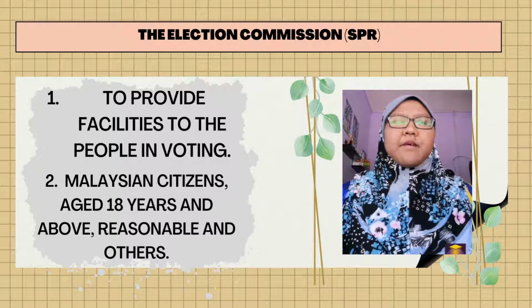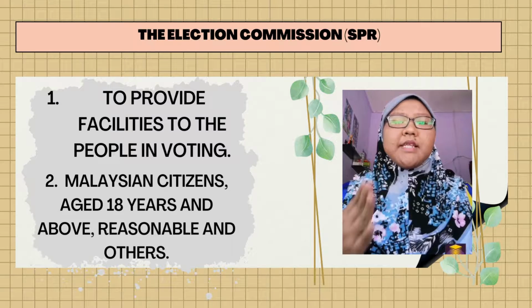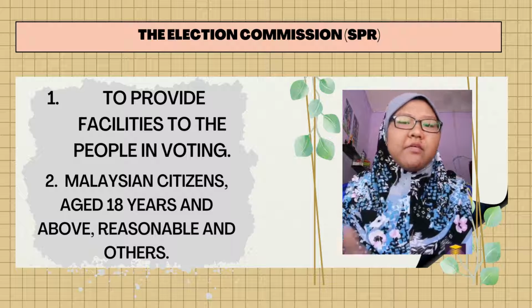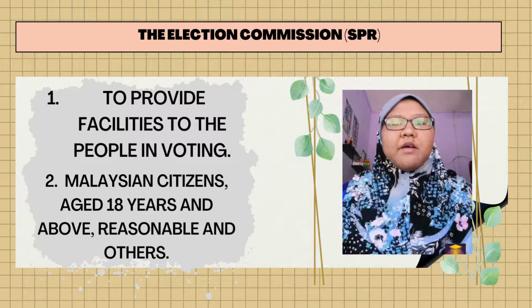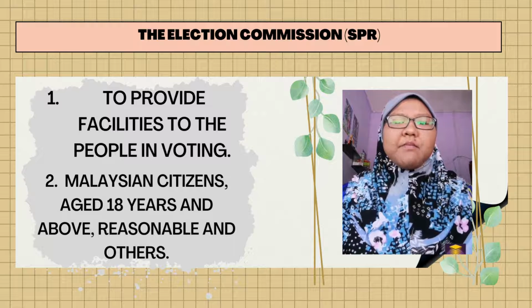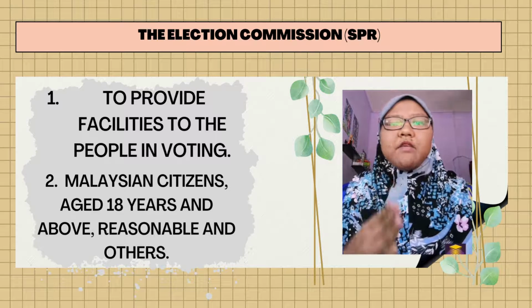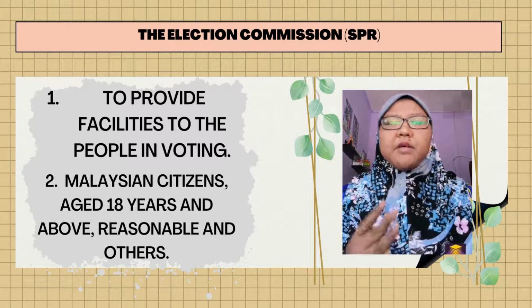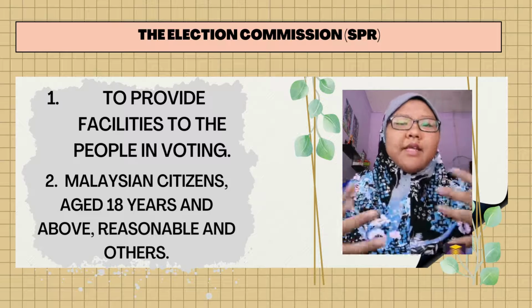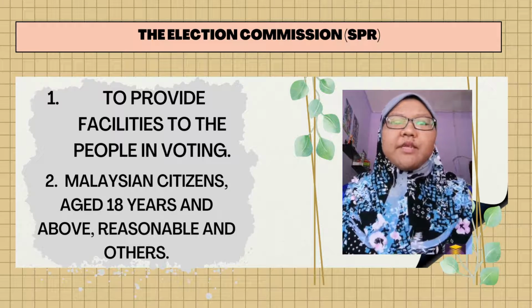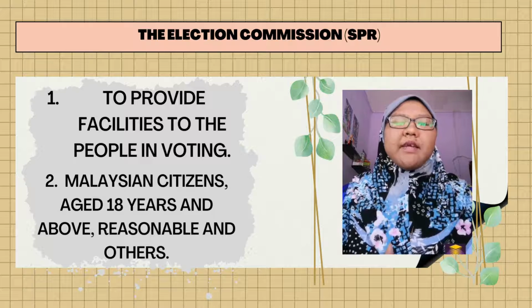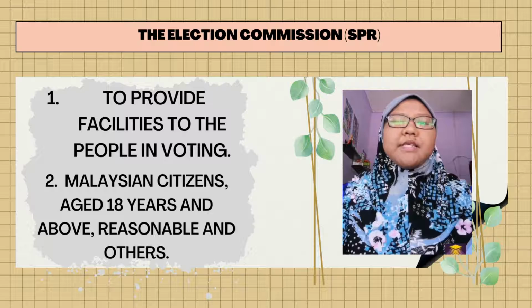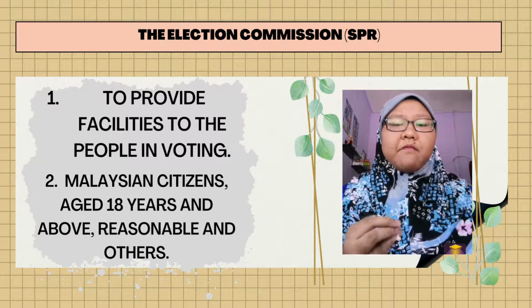Another aspect that needs to be considered is who manages elections in Malaysia. The task of supervising the election belongs to the Election Commission, SPR. SPR was established to provide facilities to the people in voting. Each SPR member is appointed by the Yang di-Pertuan Agong after consultation with the Council of Malay Rulers. The Election Commission was established to ensure that elections run fairly and free from the pressure of the governing party or the opposition who wanted to manipulate the vote.